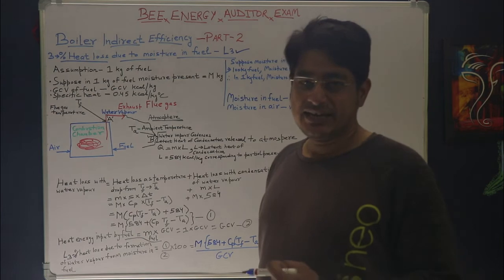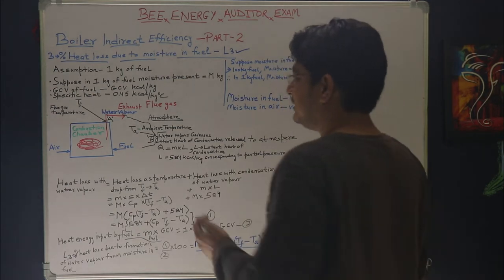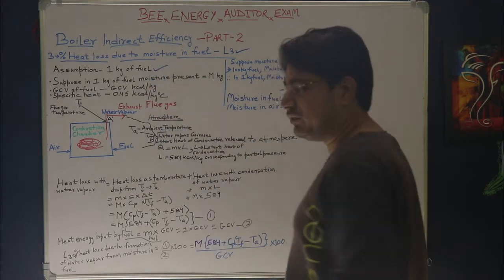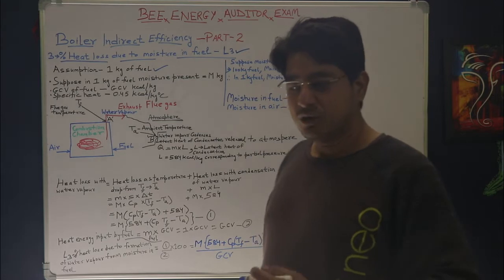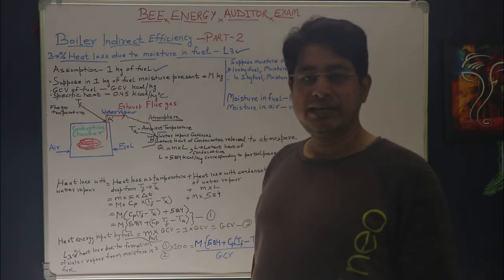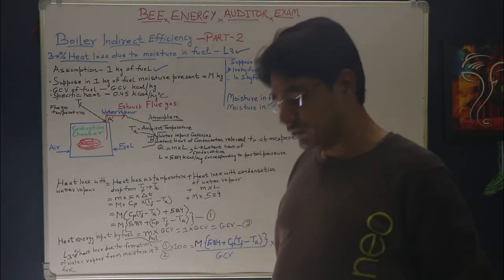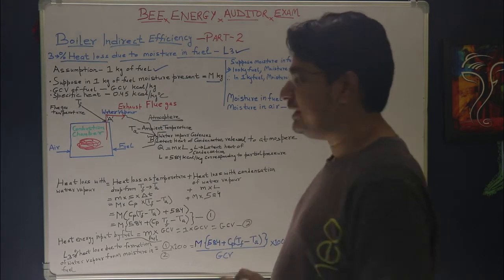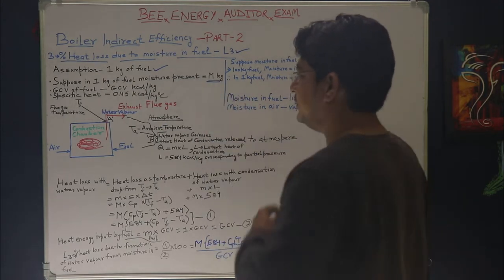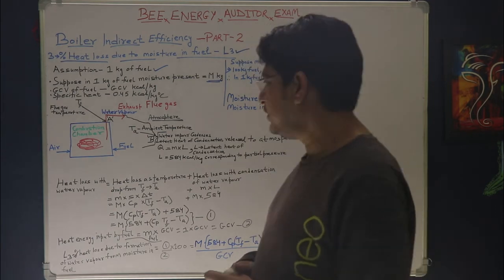So friends, again I am having the same assumption: we are considering 1 kg of the fuel. So it is very much clear that whatever we calculate will be with reference to 1 kg of fuel. Now suppose in 1 kg of fuel the moisture present is m kg. We will be requiring the value of this m subsequently.